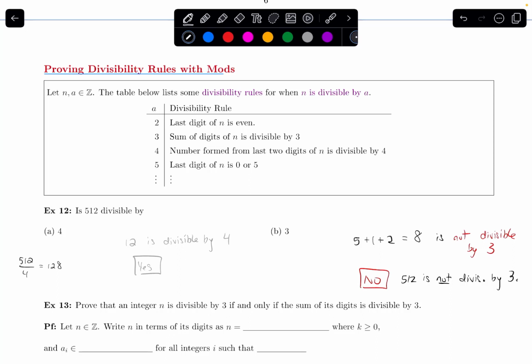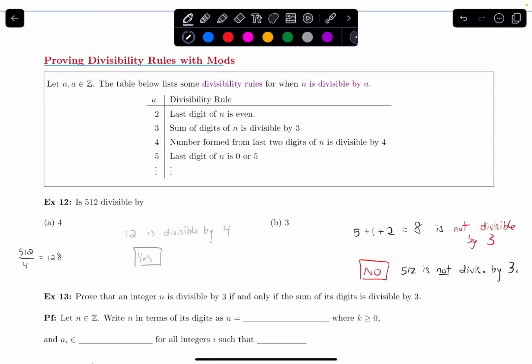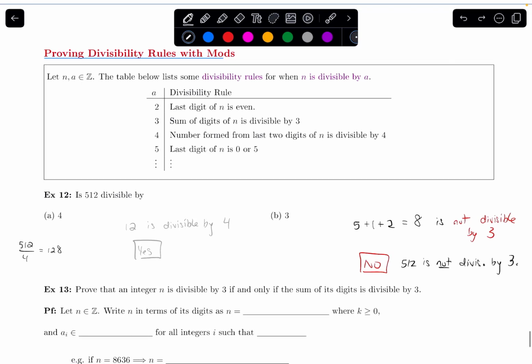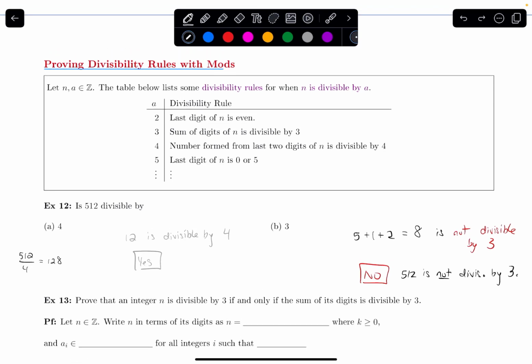So let's now prove this divisibility rule for 3. I want to prove that an integer n is divisible by 3 if and only if the sum of its digits is divisible by 3. Let's talk about what the proof would look like. I'm going to start off by letting n be an integer, and I'm going to write n in terms of its digits.